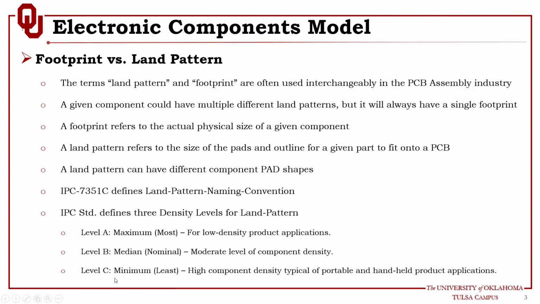Level C is minimum or least, which is the case where you have a small PCB. You are trying to minimize the size of the PCB and encapsulate the maximum number of components you can on a very small size PCB. And in this case, you have to go with level C. Like if you are designing a fitness tracker that is portable, you need to have it as small and as light as possible. So you need to have all these components adjacent to each other. And in this case, you can go with this density level.